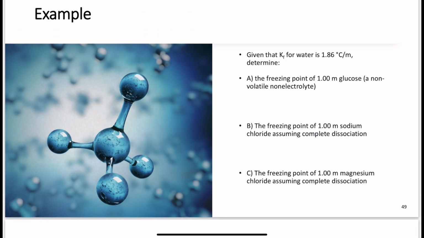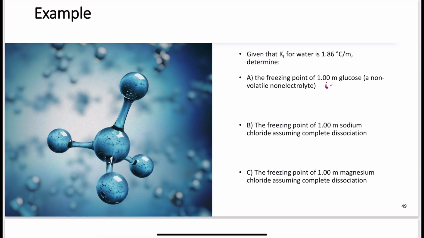So given that the Kf value for water is 1.86 degrees C per mol, let's talk about a few examples here. Determine the freezing point of 1 mol of glucose. Glucose is a non-volatile non-electrolyte. When you have a non-electrolyte, I equals 1. No exceptions. I equals 1, because it doesn't split up into anything, okay? Delta Tf is equal to Kf times m times I. Delta Tf is equal to 1.86 degrees C per mol times a 1 mol solution times 1.